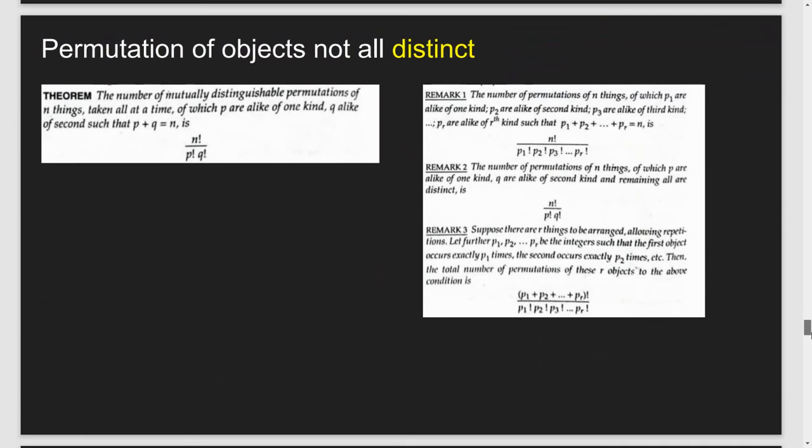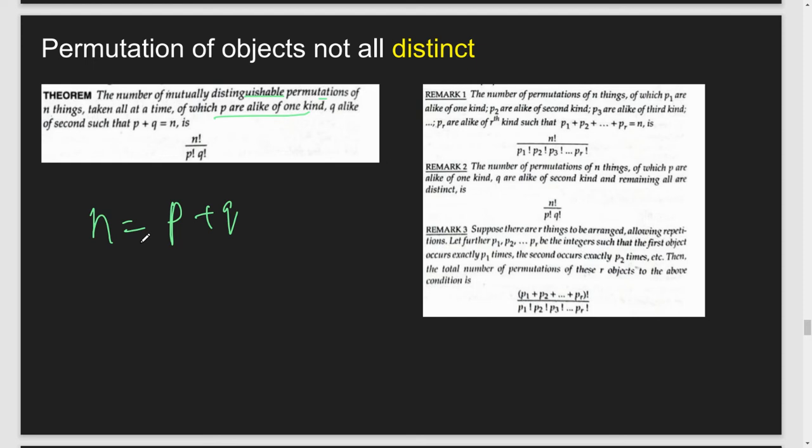Okay. Now, there is something called permutation of all distinct. Permutation of all distinct means, let's say, the number of mutually distinguishable permutations of n things taken all at a time, where P are alike of one kind and Q are alike of a second kind. Let's say the total number of n elements. Let's say P are boys and Q are girls. Okay, and your teacher is saying that the total number of n students, you need to arrange all those students such that, maybe I'm not able to explain it in the example. We'll just see some examples.